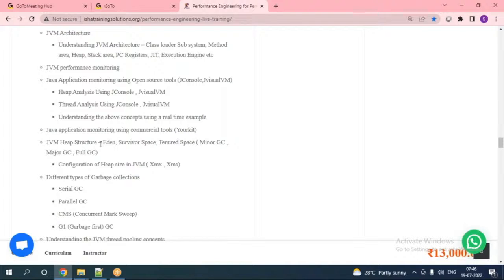That is very important, because based on your keep setting only, your minor GC and major GC are going to happen. Based on the heap setting only, the time taken for minor GC and major GC is also decided. Don't miss it, because we have to learn that.